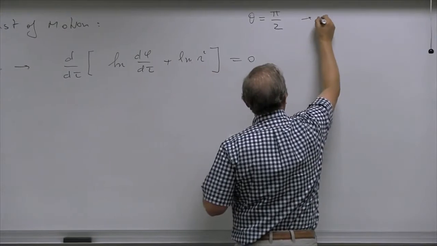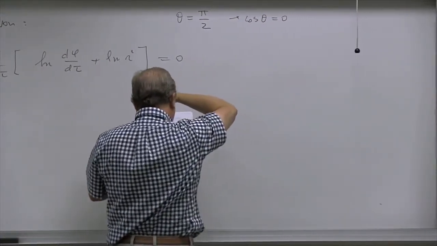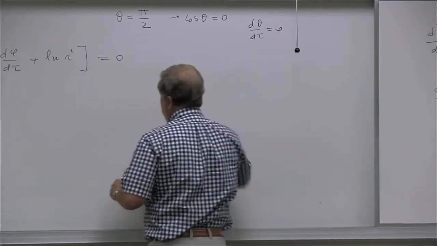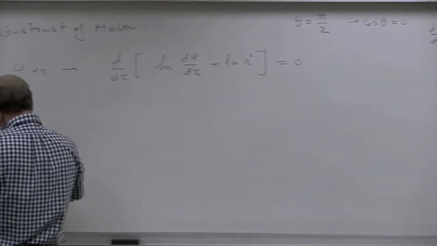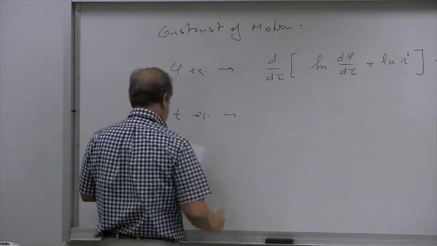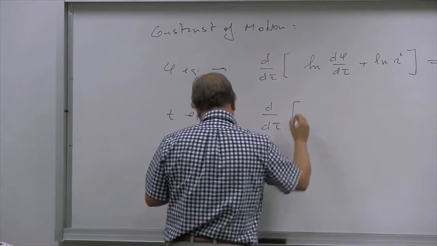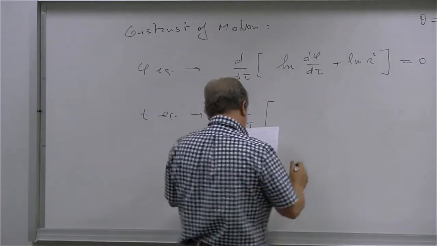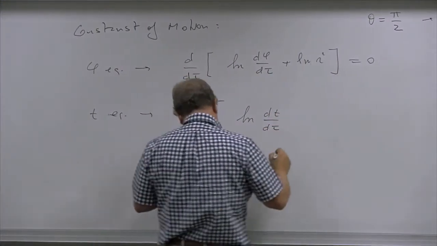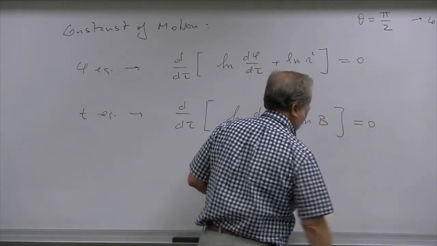And so that implies that we've made the choice that cos theta is equal to 0, and that d theta by d tau is also equal to 0. So that leads to this equation here. And the t equation also can be written as d by d tau of something is equal to 0, and that d by d tau of something is d by d tau times the log of dt by d tau plus the log of b. The b function is equal to 0, right?